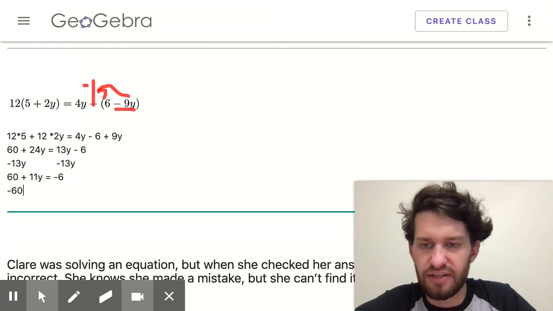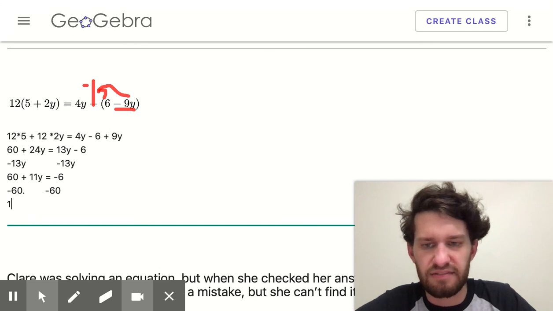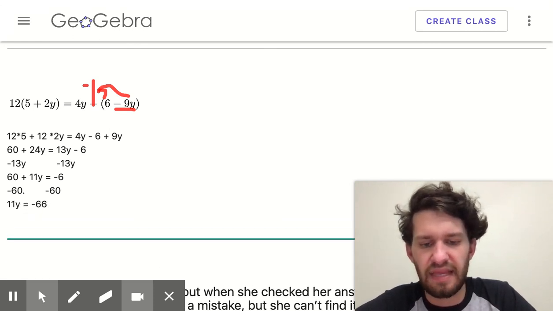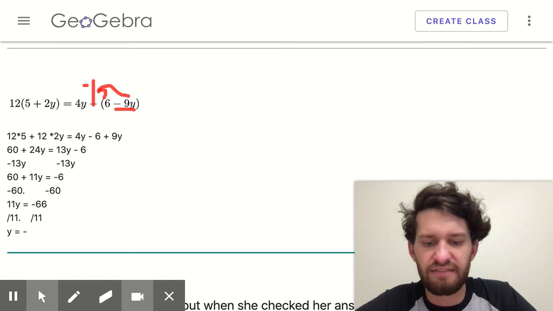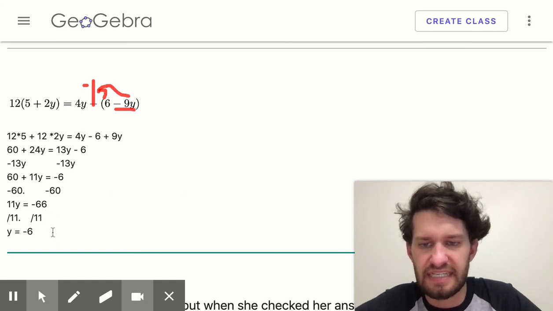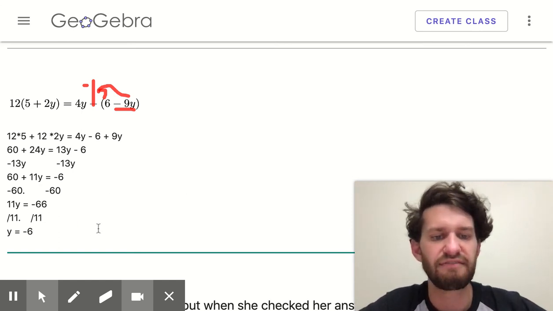So next thing I've got to do, subtract 60 from both sides to get rid of those 1's. That gives me 11y equals negative 66. And my last step, divide both sides by 11. y equals negative 6. Negative 66 divided by 11 is negative 6.